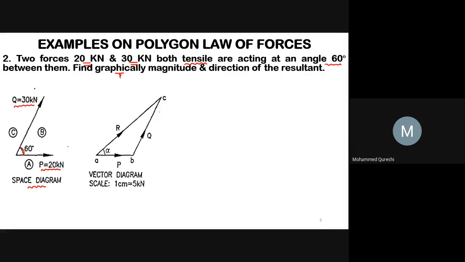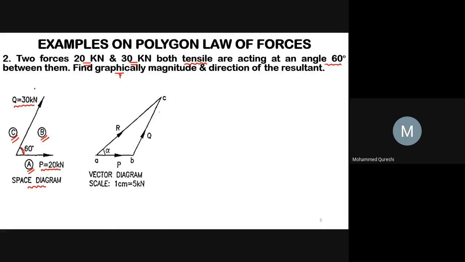Now we will give Bow's notation. So here I am writing A and here B. So your force AB equals to 20 kilonewton, and here on the other side of Q equals to 30 kilonewton, I am writing here C. So force BC equals to 30 kilonewton. So your space diagram is complete. Now you have to draw your vector diagram. As we had done the process in first sum, we have to apply all the process similarly.